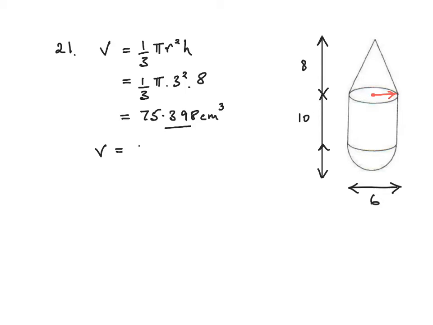Volume of the cylinder, it's a formula that's not given to you. That's going to be 3 squared, and the height of the cylinder is 10, so that's 90 pi.